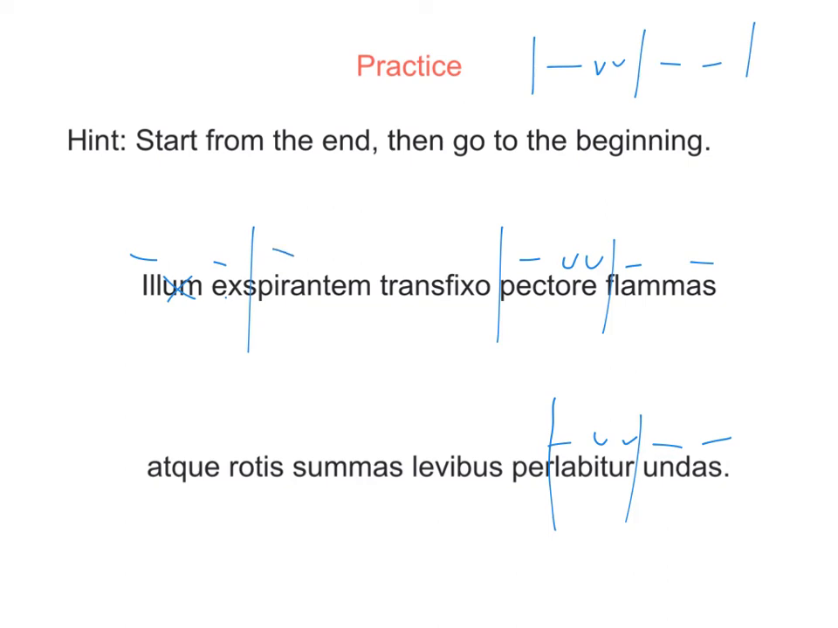And then we have irantam transfix. So there's a lot of spondees in this one. So we have il expirantem transfixo pectore flammas. It's kind of a neat line. It's got a ton of spondees. But let's move on to the next one. I think it's going to have a few more dactyls.